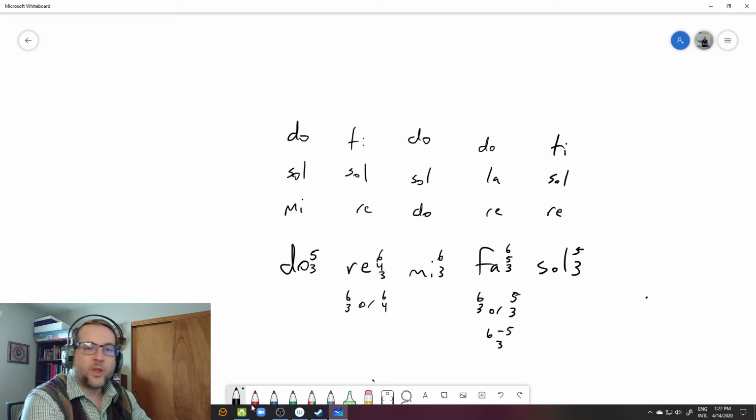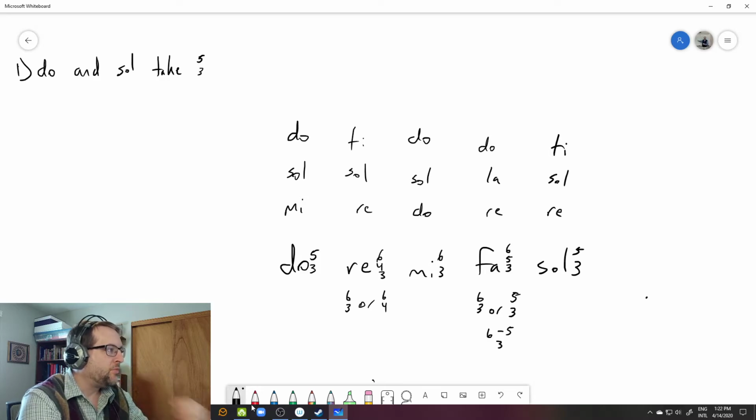And this is our rule, the octave, or the ascending pentachord. First rule, we know 5/3 chords are stable chords. They want to go on stable points. Our 2 strongest notes in the scale are do and sol. So do and sol take the 5/3. These are points of stability.